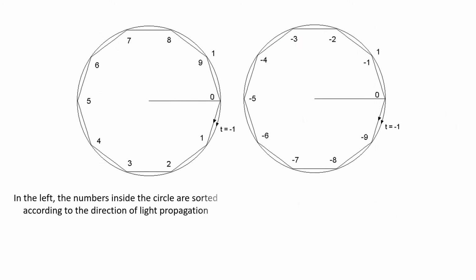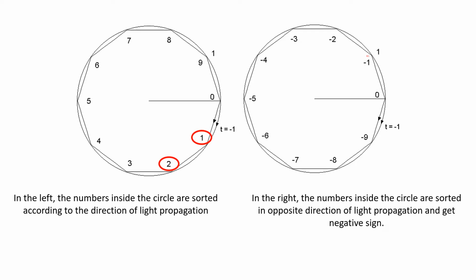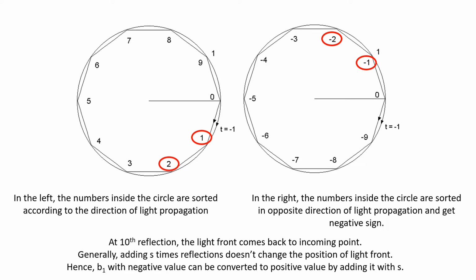In the left, the numbers inside the circle are sorted according to the direction of light propagation. In the right, the numbers inside the circle are sorted in opposite direction of light propagation and get negative sign. At 10th reflection, the light front comes back to incoming point. Generally, adding s times reflections doesn't change the position of light front. Hence, B1 with negative value can be converted to positive value by adding it with s.